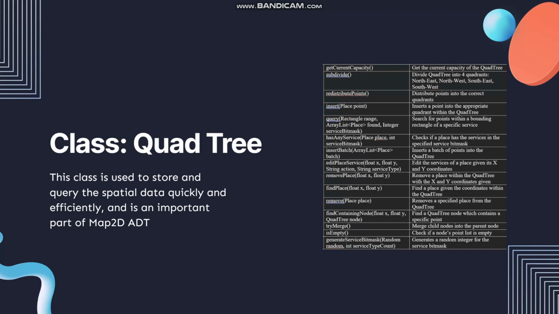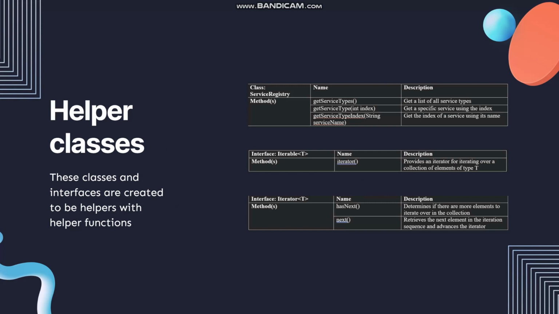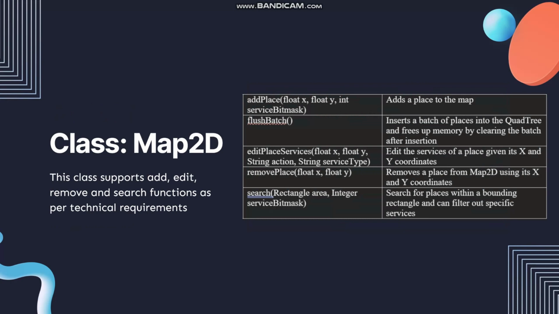And with the QuadTree class, this is used to store and query the spatial data quickly and efficiently, and is important to Map2D. These are its methods and description. And lastly, we have the helper classes, which are created as helper functions, with the ServiceRegistry class, Iterable<T> interface, and Iterator<T>. And lastly, Map2D, which supports add, edit, remove, and search functions.